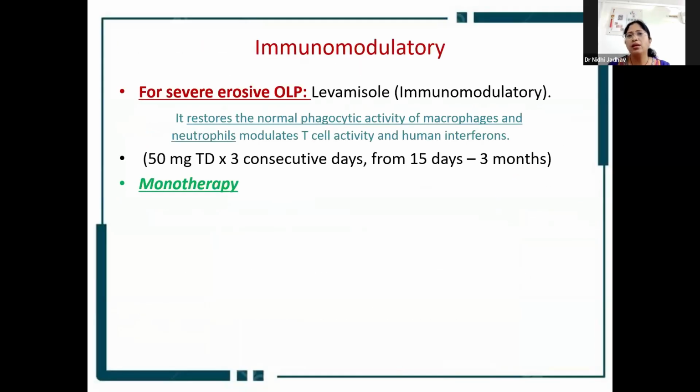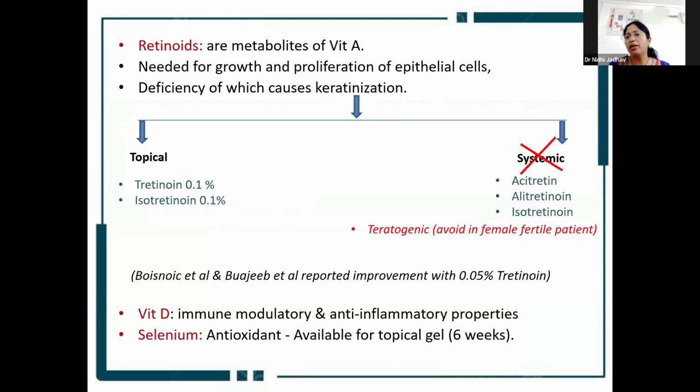Retinoids, why should they be used? They are metabolites of vitamin A, and they are needed for the growth and proliferation of the epithelial cells, whose deficiency causes keratinization. I would like to mention here that they should be used only in the topical forms, and the medications that are available are tretinoin 0.1% and isotretinoin 0.1%. It should definitely not be used in systemic way because it has a teratogenic effect. It should be avoided definitely in a female fertile patient.